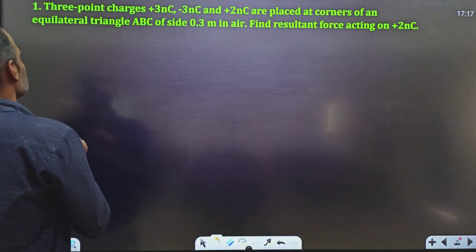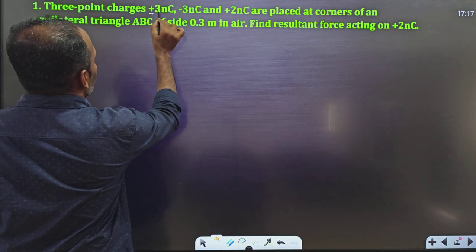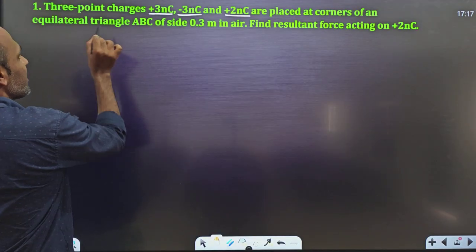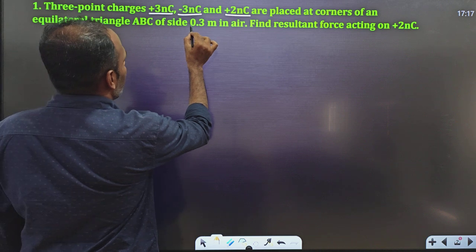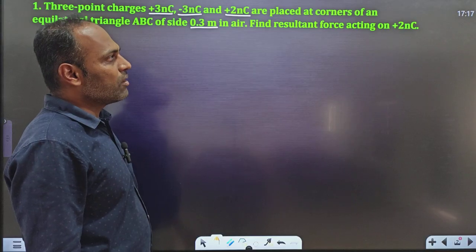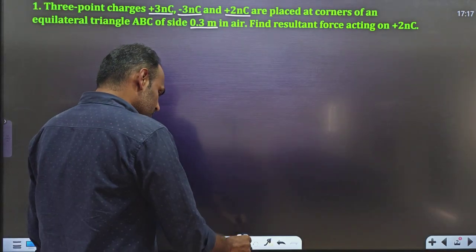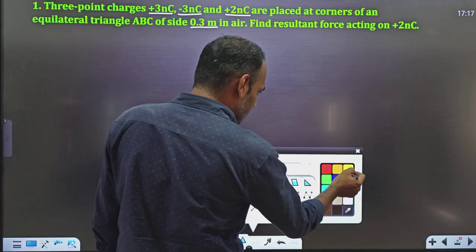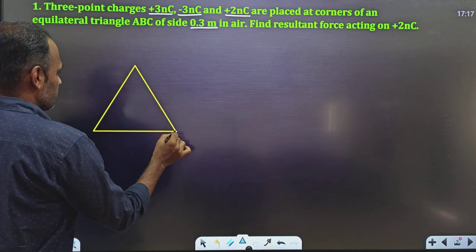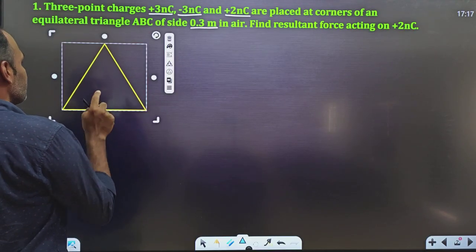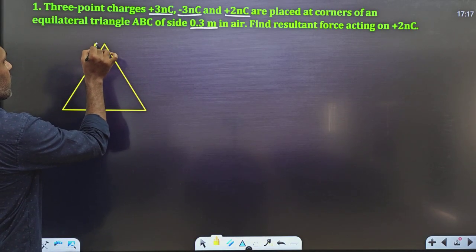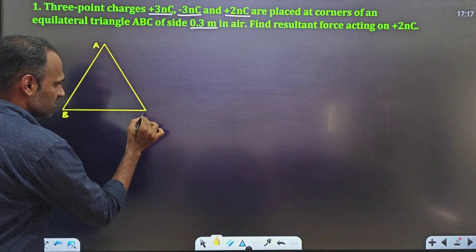See, first question is: 3 point charges plus 3 nanocoulomb, minus 3 nanocoulomb and plus 2 nanocoulomb are placed at corners of an equilateral triangle ABC of side 0.3 meter in air. Right? Find resultant force acting on plus 2 nanocoulomb. Okay, so there is an equilateral triangle here. Let us take an equilateral triangle. Okay, this equilateral triangle is named as ABC. Okay, this is A, this is B, and this is C.